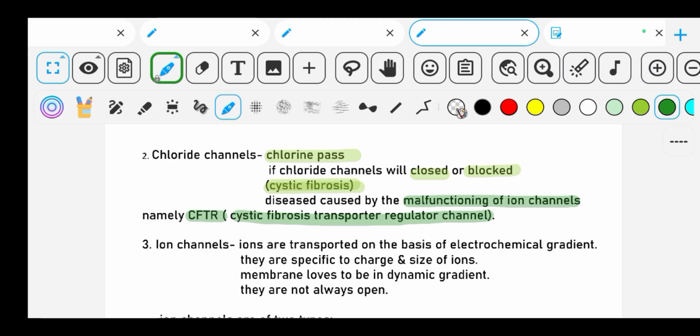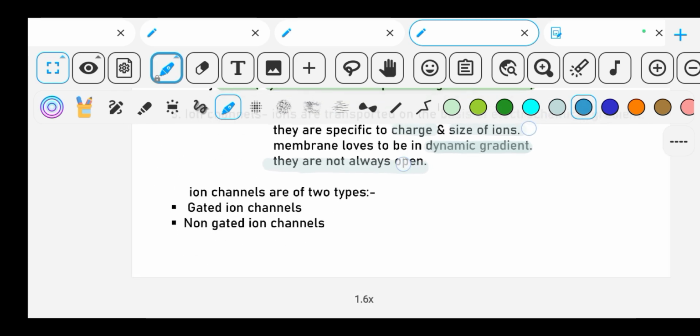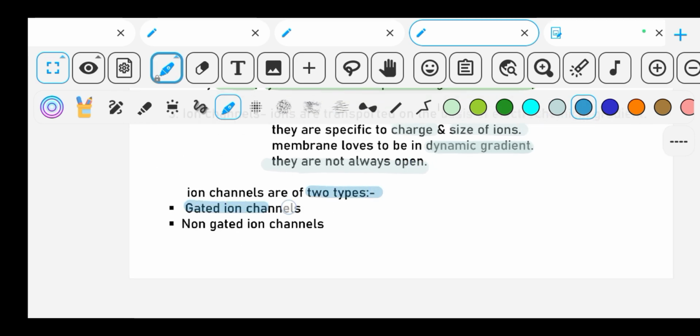Then third we are having the ion channels. Now, ions are transported on the basis of their electrochemical gradient. They are specific to the charge and size of ions. Now, membrane loves to be in a dynamic gradient and they are not always open. Then, ion channels are of two types, which are gated ion channels and non-gated ion channels.